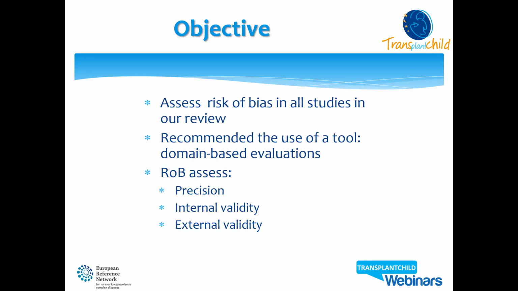The main objective of this webinar is to show you how to assess the risk of bias in all studies included in our review. We are going to show you a list of tools we will use for this risk of bias assessment, and we are going to focus on two of them because we are expecting to have two types of studies mainly. Lastly, just to strike on risk of bias, assessing precision, internal validity, and external validity.